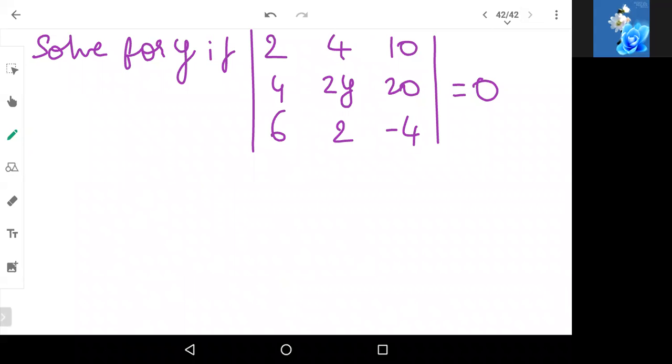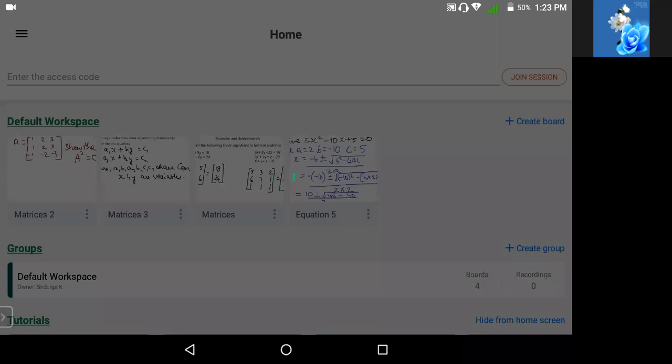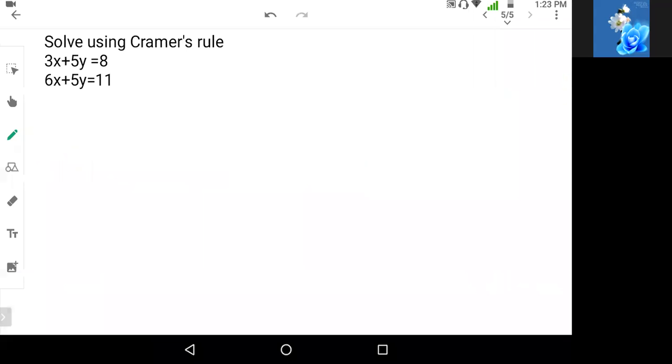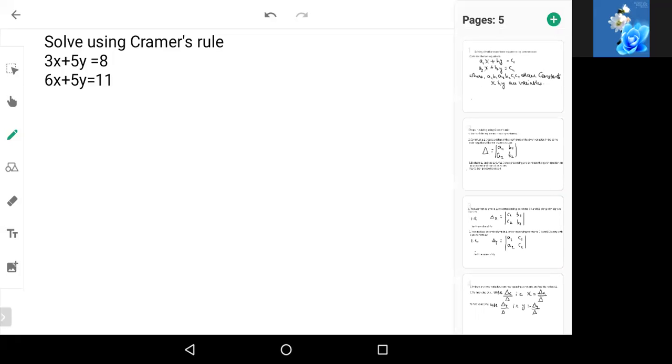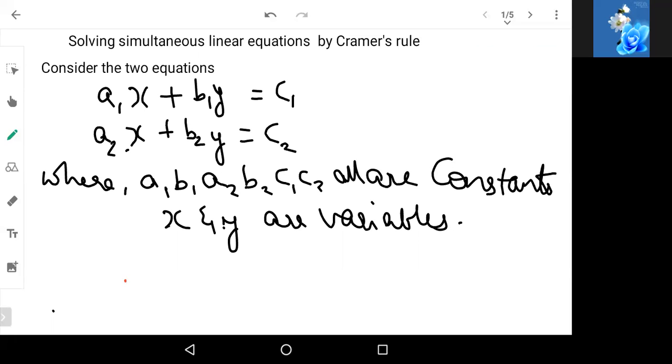Any doubts in this concept of determinant? Until here, any doubts you have? Everybody is clear? Okay, good, very good.